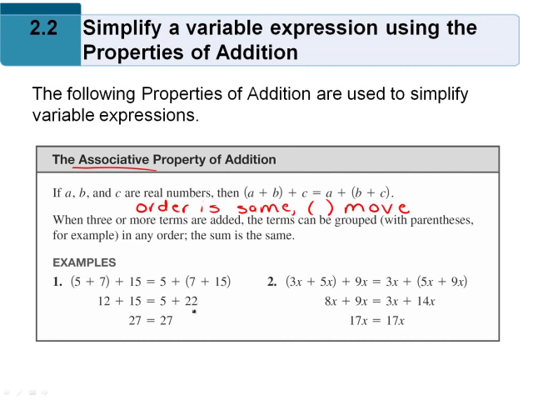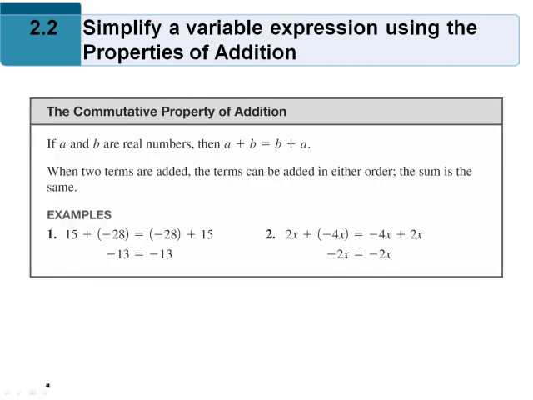7 plus 15 is 22. And when we add there, we get the same thing, 27. So the second example shows you how it works with variable terms. 3x plus 5x is 8x, plus 9x is 17x. Or if we move the parentheses to the right but still kept the same order, we would do 5x plus 9x, which is 14x, plus 3x still gives you 17x. So remember, with the associative property, it's looking at the grouping, at how the parentheses are grouping the numbers, but the order isn't the same on both sides of the equal sign.